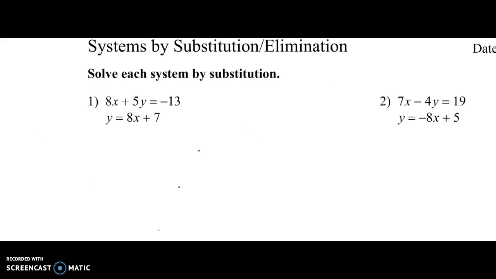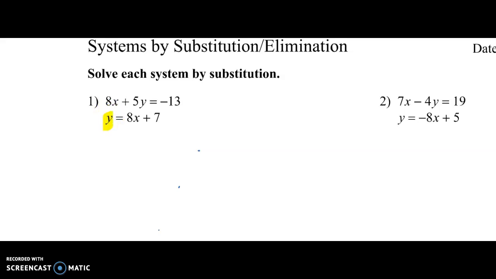Now, ideally for the substitution method to work, you would want one of your two equations to have a variable isolated, either the x by itself on one side or the y by itself. So here for example number 1, we do have such an equation where y is isolated on the left side of the second equation. You have y equals 8x plus 7. All right, so we're going to start with that equation.